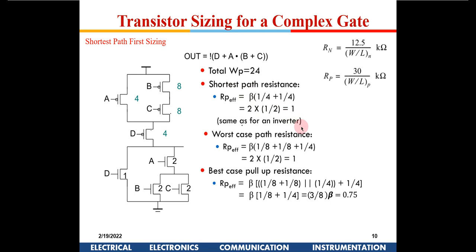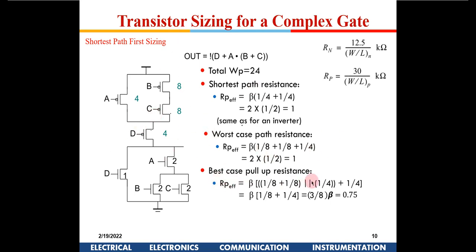Now the shortest path, if you see here, is the same as that of an inverter. What is the worst case? Worst case also is 8-8-4 here, which is also the same as that of an inverter. 8-8 will become 4, 4-4 will become 2, which is the same as that of an inverter. So the shortest path and the worst case both are the same as that of an inverter in this particular case. That need not be the same always. There could be other cases also.